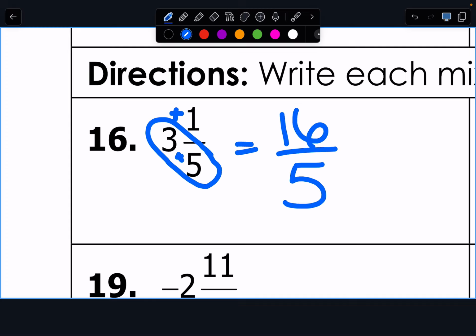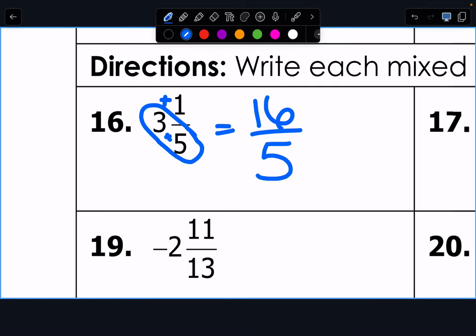Hold up. Yep, got that. I like this part. Okay. Is this the homework? There you go.